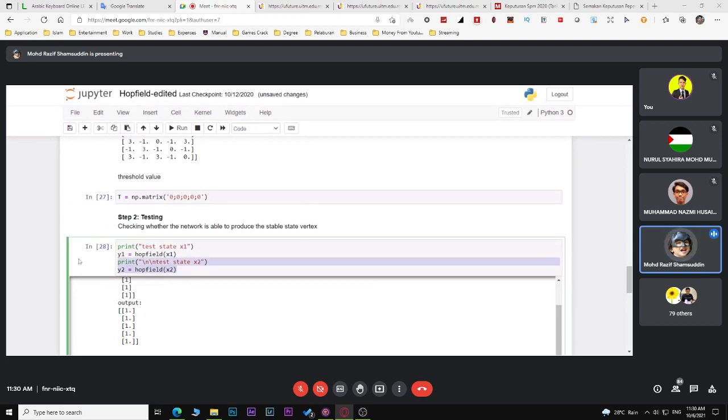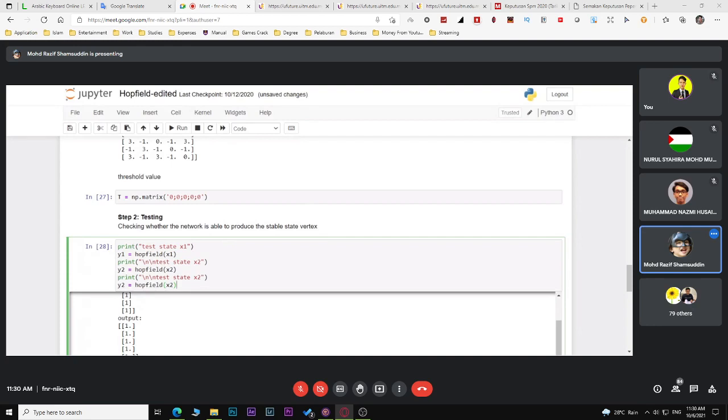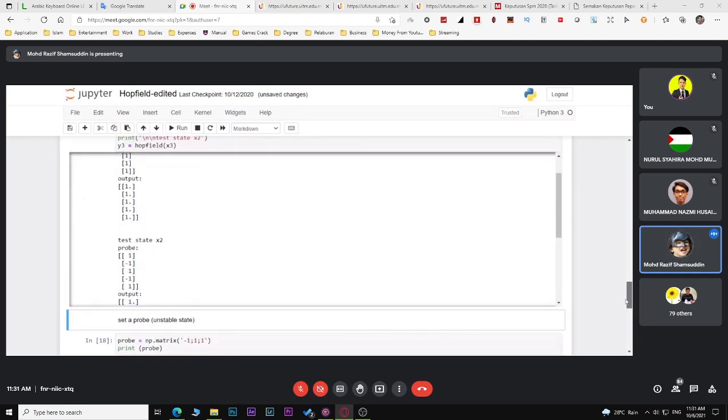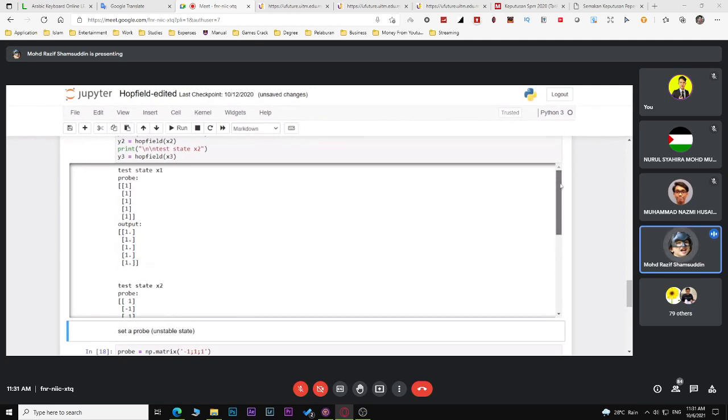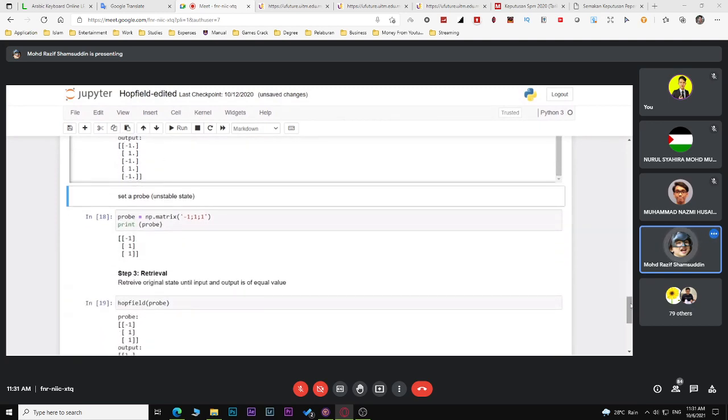Test ada lagi satu kan. S3. Bila kita test, see nampak tak yang probe yang pertama tu okey, yang kedua pun tak ada masalah, yang ketiga pun okey. Maknanya all the Hopfield network is able to memorize the stable state, the three stable state.